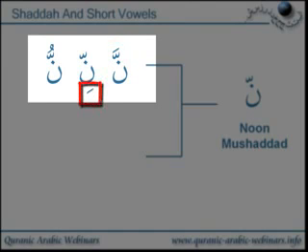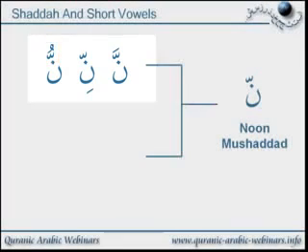The Kasra is written below the letter and the Shaddah is on top of the letter. So the kasra is completely underneath the letter. And the third one, the dhamma, is sitting again above the shadda itself.